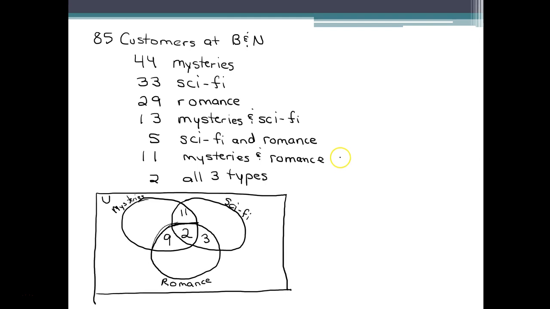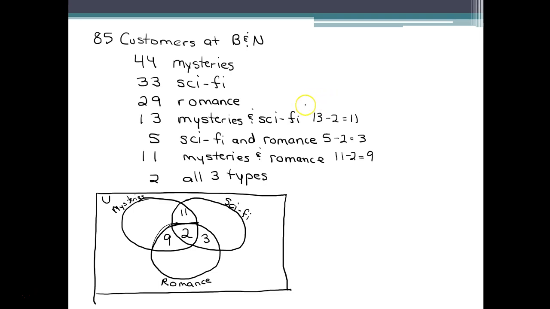For mysteries and romance, we had to do the 11 minus 2, which gave us 9 for that one part. For 5 in the sci-fi and romance, we had to do 5 minus 2, which gave us 3. And then for 13 in the mysteries and sci-fi, we had to do 13 minus 2, which gave us the 11, because we want the entire overlap to add up to that number.